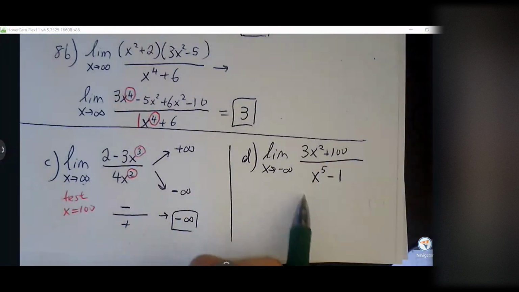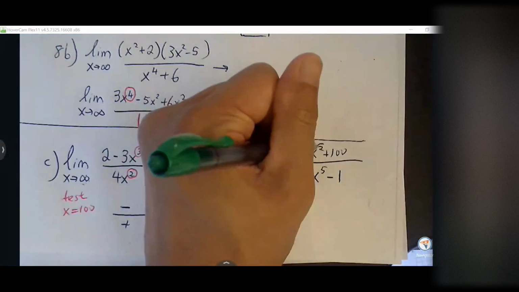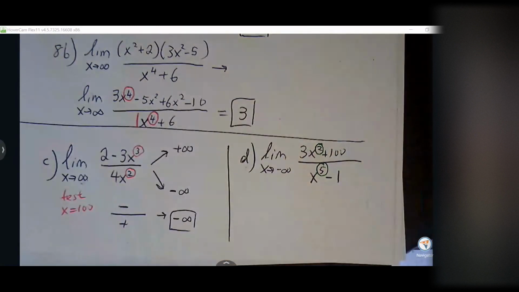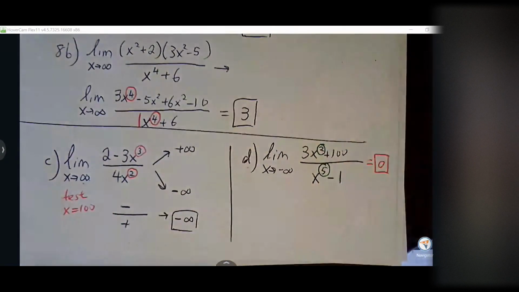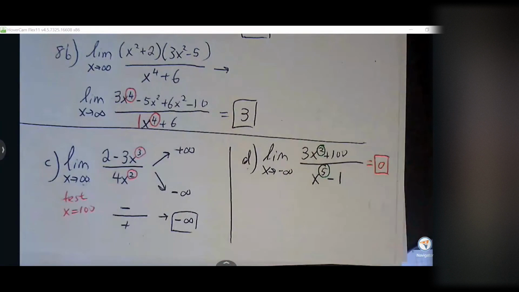What about this one? Yes, because if my denominator has a higher degree, then we know that my denominator is growing at a much faster rate. That fraction is getting smaller and smaller and smaller. It's going to be equal to 0. Limit is headed towards 0. So make sure you know the 3 scenarios when you're going towards infinity.